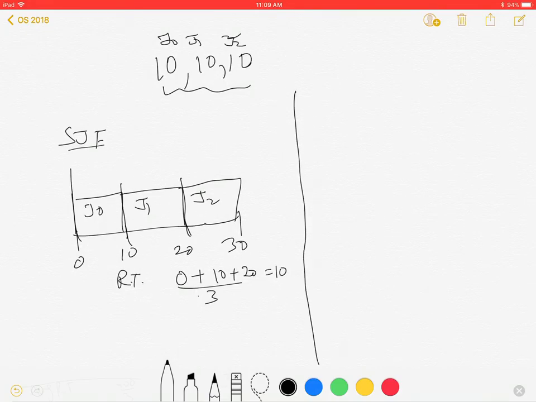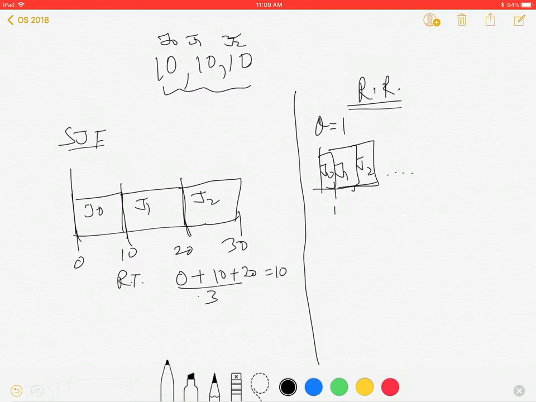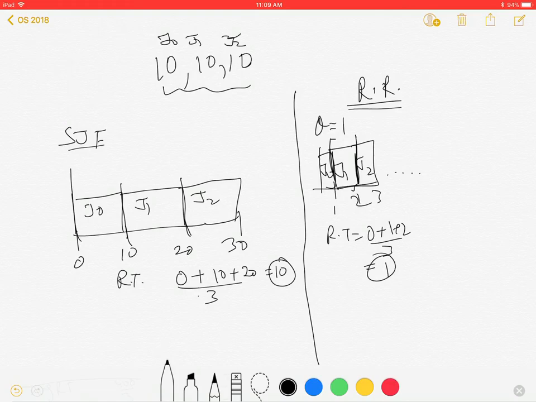For this trivial case, if we had a round robin scheduling algorithm, let's say we pick a time quantum of 1. In that case, we'll have J0 running for a single unit, followed by J1, followed by J2, and this process is repeated. So in this particular case, the response time is 0 plus 1 plus 2 divided by 3, which is 1, which is not equal to 10. So we'll have to increase the quantum to the point such that the response time of round robin is the same as the SJF algorithm.